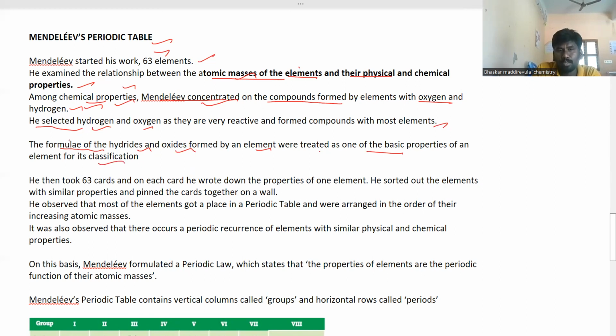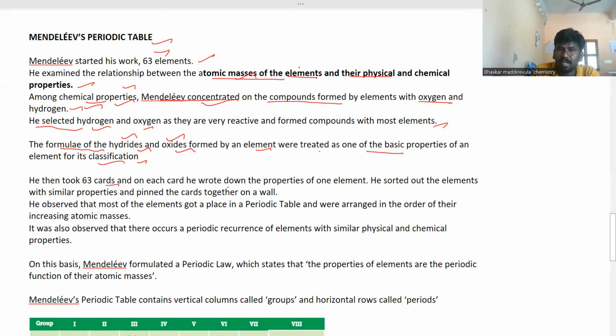He took the formulas of hydrides, and in the same way he took the formulas of oxides formed by an element, and treated them as one of the basic properties of an element for its classification. With the help of that, he classified the elements. Now, he took 63 cards.